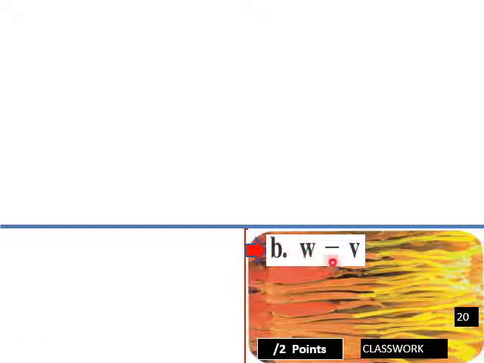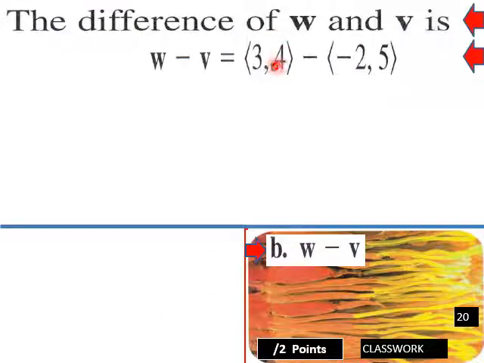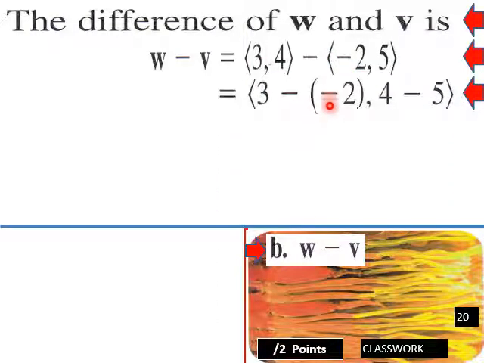Okay, so w minus v. The difference of w and v is w minus v equals 3, 4 minus the negative 2, 5. So w minus v would equal 3 minus negative 2, and then 4 minus 5. And this would become 5, negative 1, the difference of w minus v.